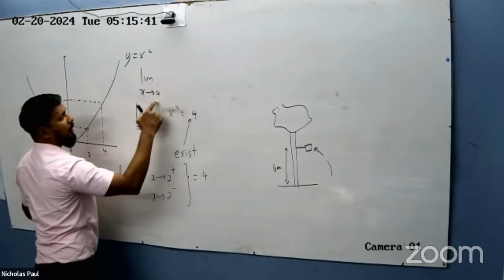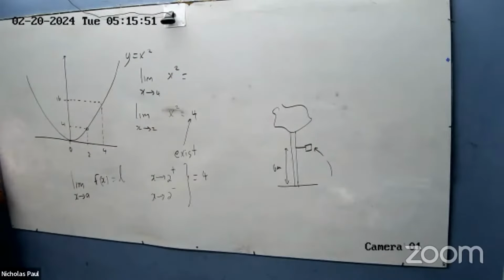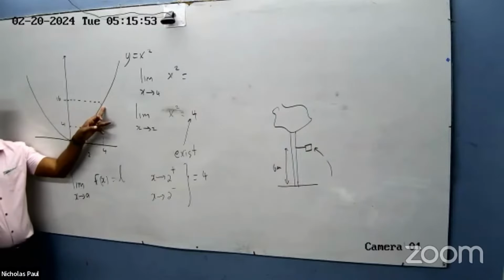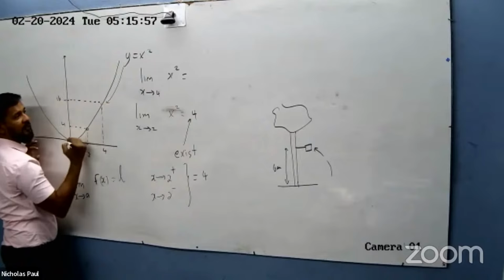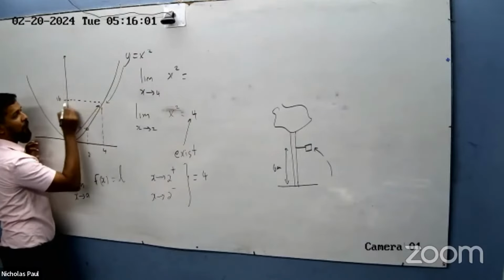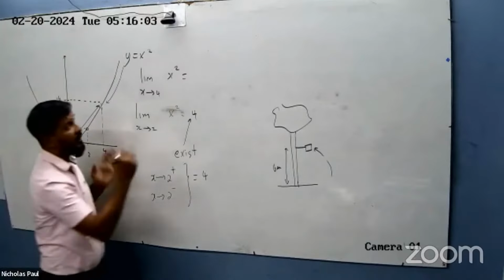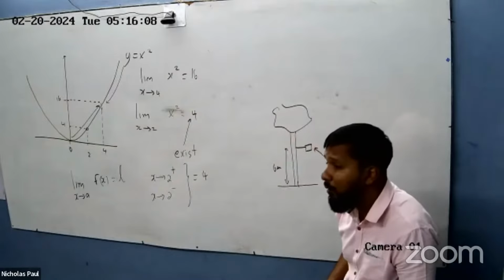So what about if I approach 4? I want to approach x is 4. Look at the graph. What will be the limit? It'll be 16. If I approach 4 from the right, I get 16. If I approach 4 from the left, I am also getting 16. Same answer, the limit exists.